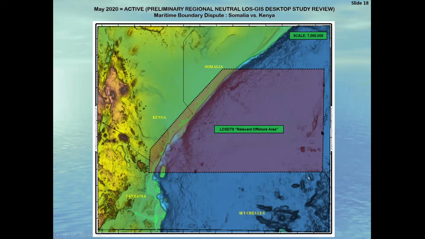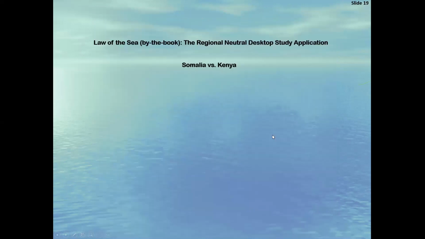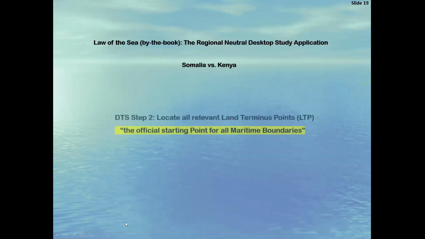So we're going to look at anything and everything within this shaded red polygon. This is where we're going to do all of our analysis. And I can tell you there's been over 1 gigabyte worth of data that we assembled and analyzed.